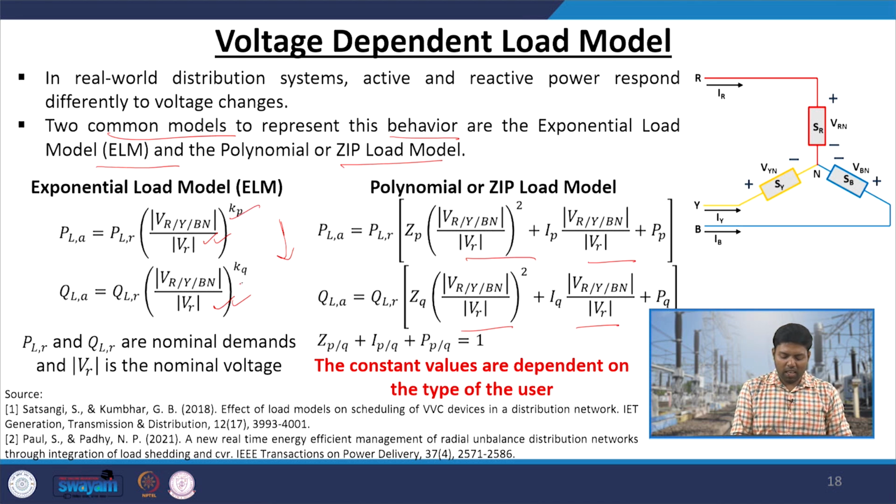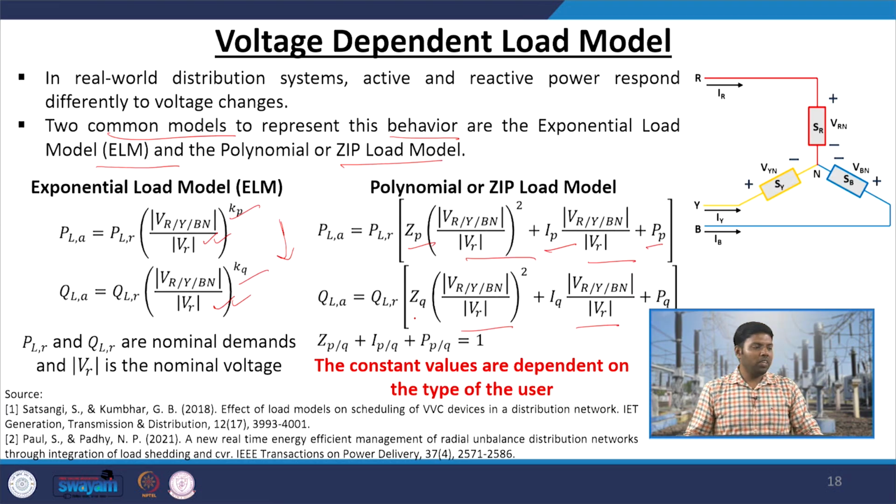These Kp and Kq, your Zp, Ip, Pp, these are all your controlling parameters for this load model. And that depends upon what type of customer it is. For a residential customer, this constant value is different. For an industrial customer, this constant value is different. For a commercial customer, this constant value is different.